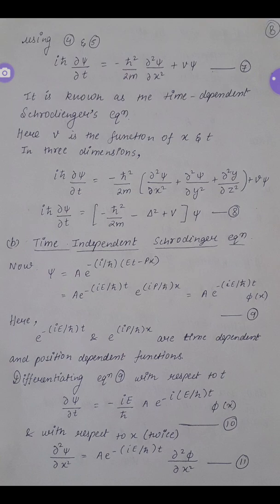Differentiating equation number 9 with respect to t, we get delta psi upon delta t is equal to minus iota E upon h cross A e raised to power minus iota E upon h cross t phi x. And differentiating equation number 9 with respect to x twice, we get del square psi upon delta x square is equal to A e raised to power minus iota E upon h cross t del square phi upon delta x square. We get equation number 11.